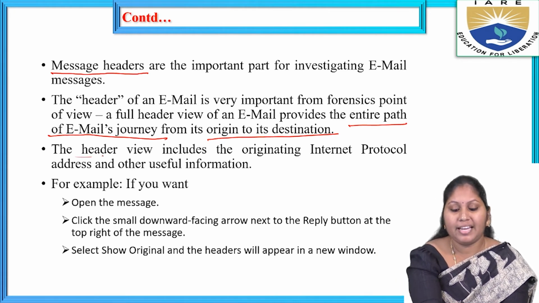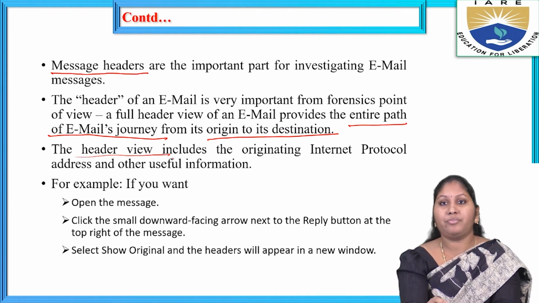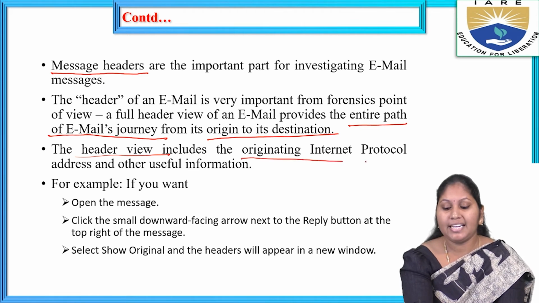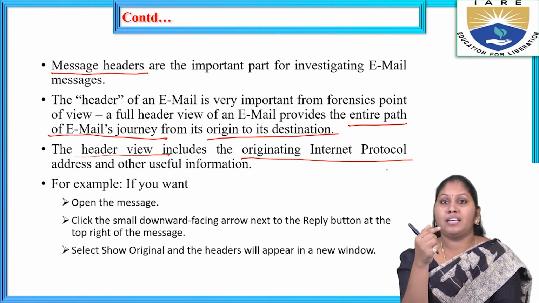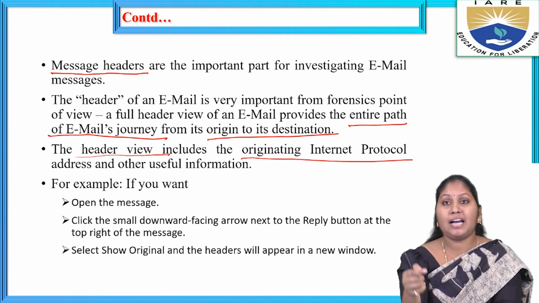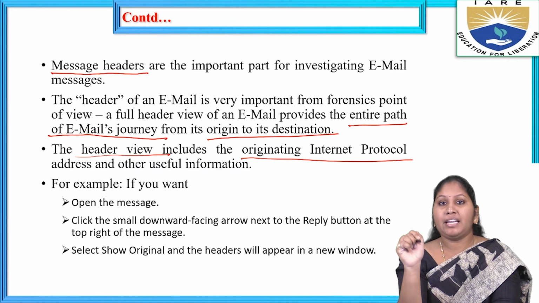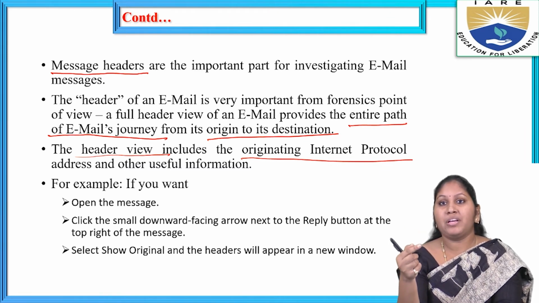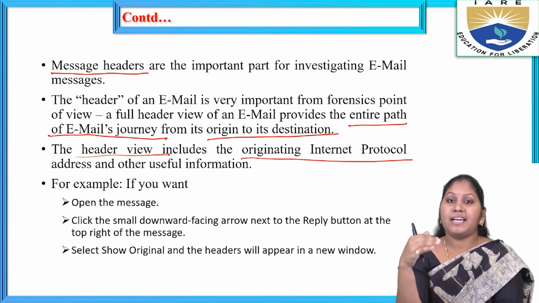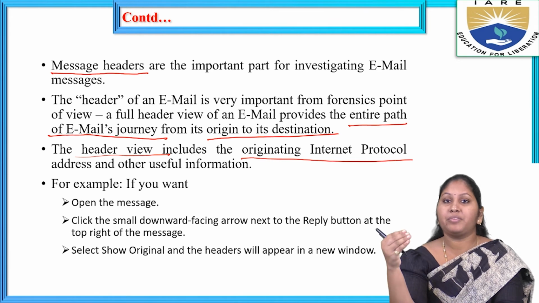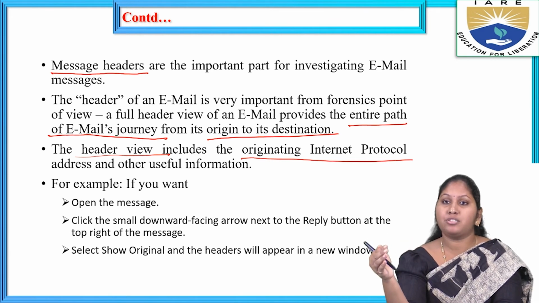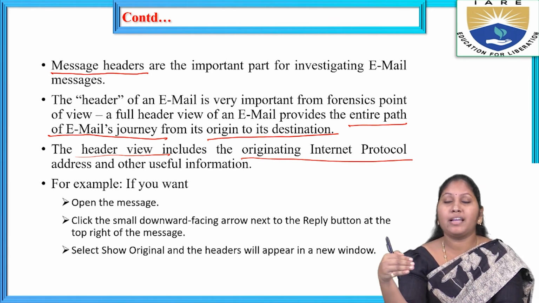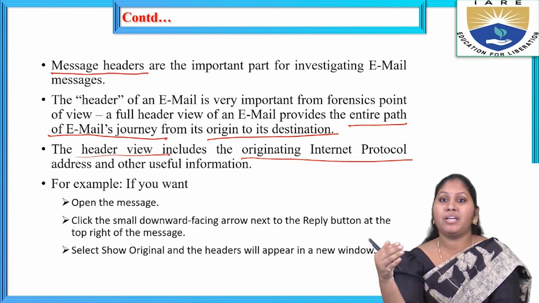And the next one, the header view. The header view includes the originating internet protocol address, and other useful information. The internet protocol address is nothing but the IP addresses involved in sending or receiving the information, and other useful information like the date and time. Everything can be viewed in the header of the email.